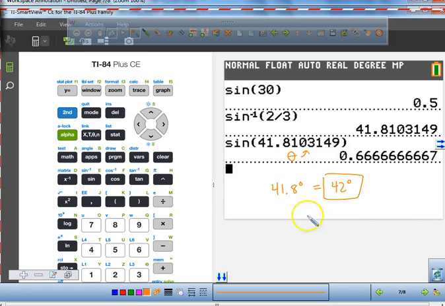Now, the only time you use the inverse button right here is when you're trying to find the measure of an angle. Do the next one on your own.